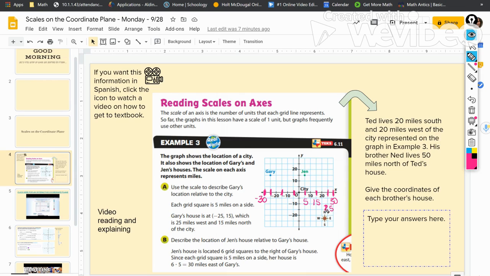Now, how did I get to the 5? Well, what's half of 10? 5. And that would make sense because each grid line represents miles. It wouldn't make sense for this grid line to represent 1 or 2. It's reasonable that it's 5.